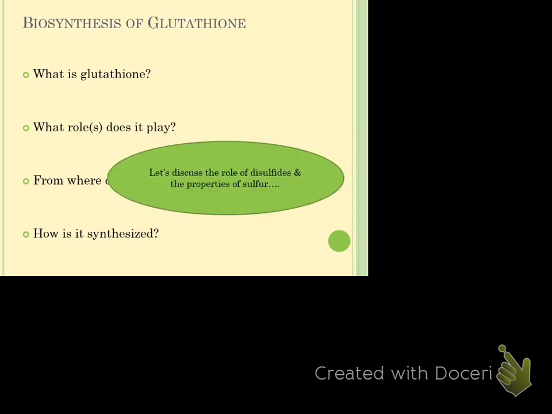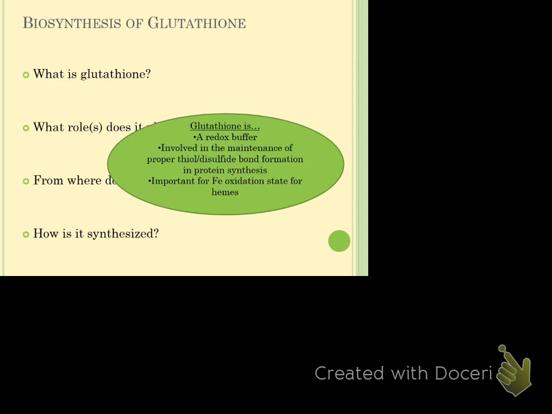And as I mentioned, the roles of these disulfides and properties of sulfur. Remember, sulfur is a great nucleophile and leaving group, but we have to be careful because it can be so reactive in vivo. We've already seen how coenzyme A uses sulfur, glutathione uses sulfur, cysteines use sulfur, homocysteine, methionine. So sulfur plays a very important role in vivo.